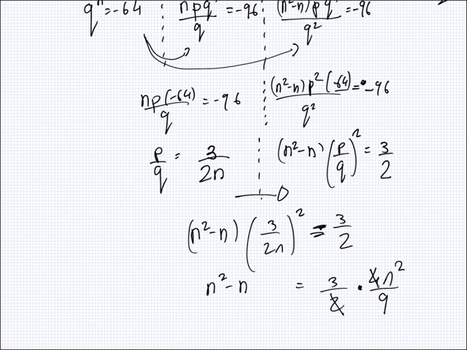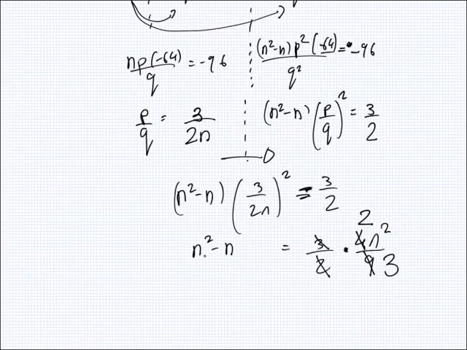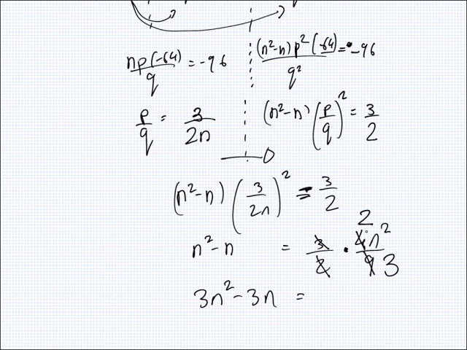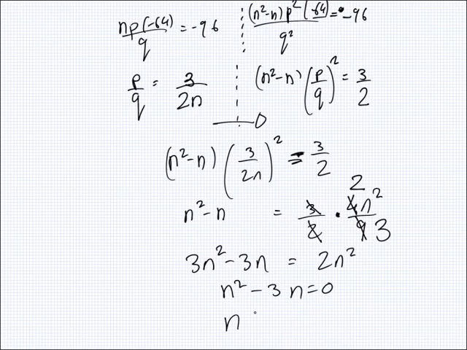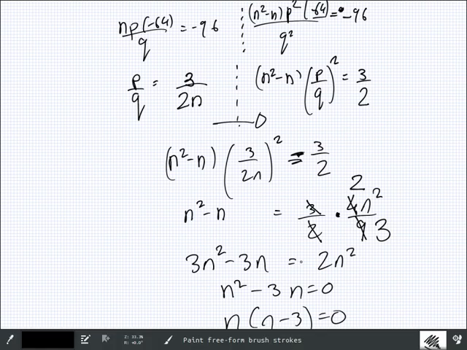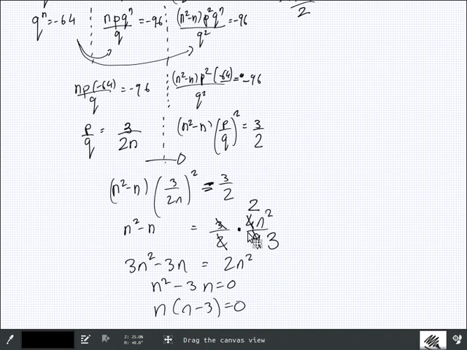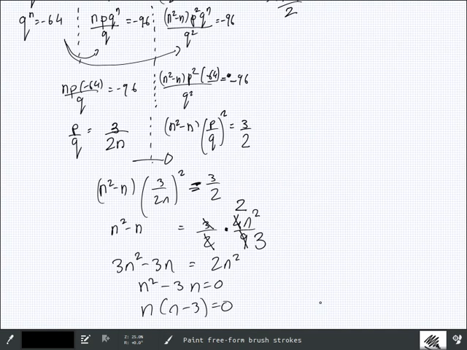2 goes into 4 twice. 3 goes into 9 twice. Bringing the 3 up to the left. 3n squared minus 3n equals n squared. I think 2 still there. 2 and 2n squared. So that's n squared minus 3n equals 0. Simple quadratic. N minus 3. So what's the n? N is 3. Now, we can work backwards now.